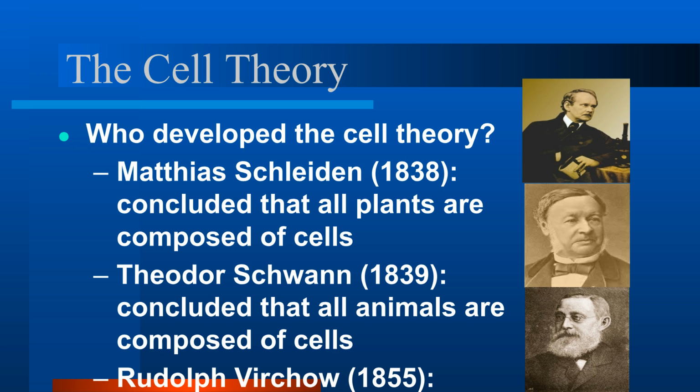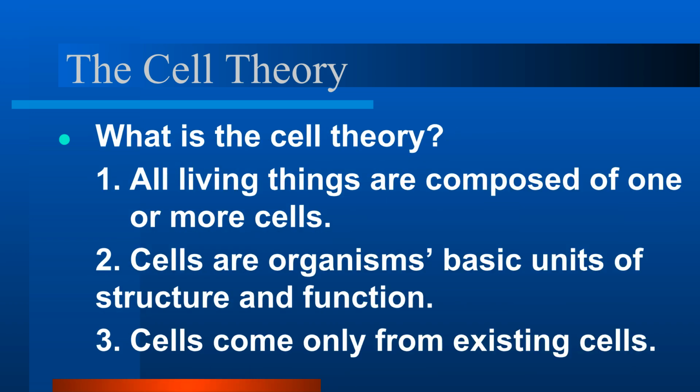The cell theory was developed by Matthias Schleiden, who concluded all plants are made of cells, Theodor Schwann for animals, and Rudolf Virchow, who stated cells come from existing cells. The cell theory has three main points. All living things are composed of one or more cells. Cells are the basic units of structure and function, and cells come only from existing cells.